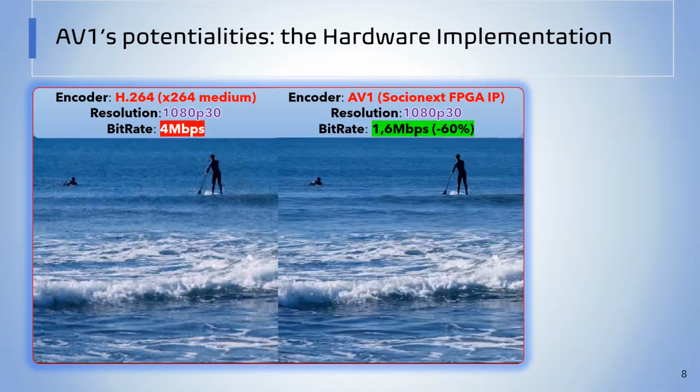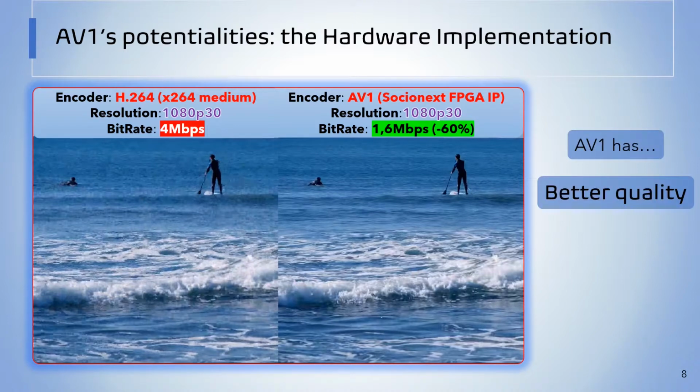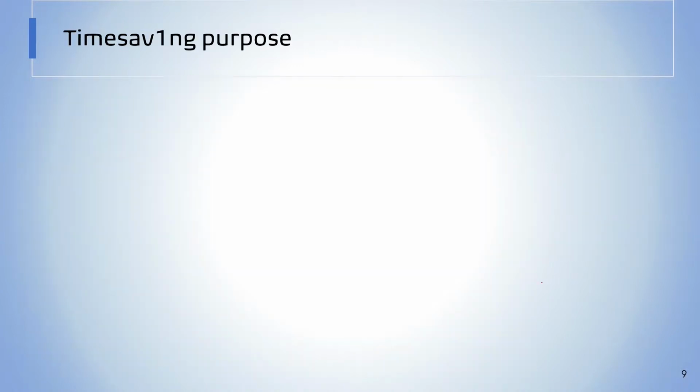Proof of the potentiality of the AV1 codec is given by this image, which shows a comparison between two different compressions of the same video frame. The one on the left is encoded with an H.264 library, whilst the one on the right is processed by a hardware AV1 encoder implemented by Socionext on an Amazon F1 instance. As you can see, the quality of the second one is way better than the first one, with a 60% lower bitrate. So, let's do a recap.